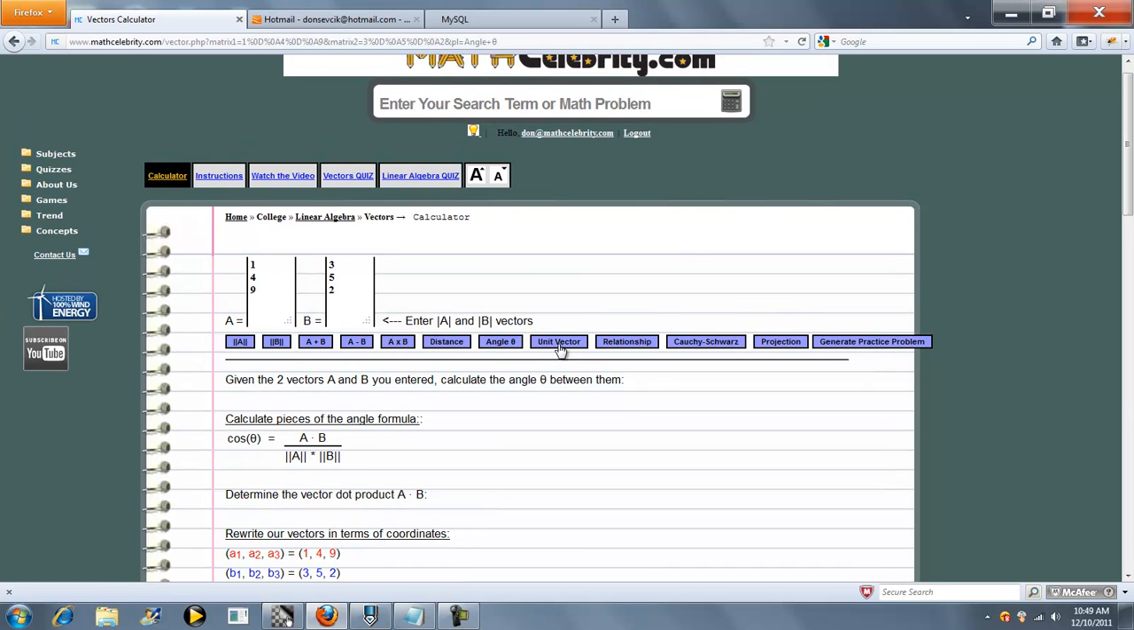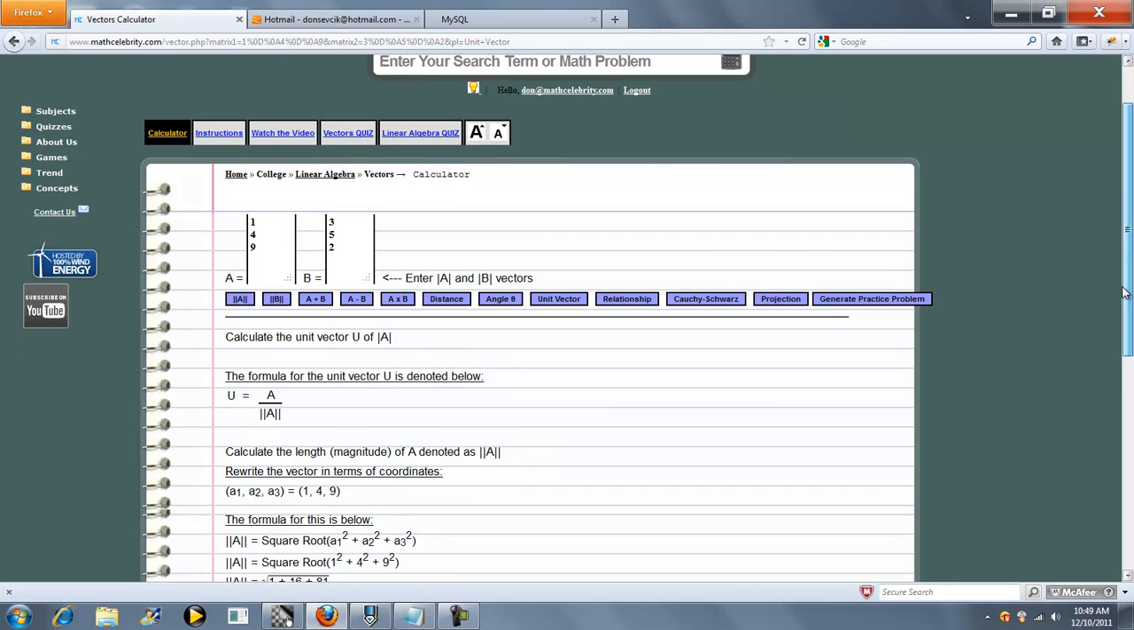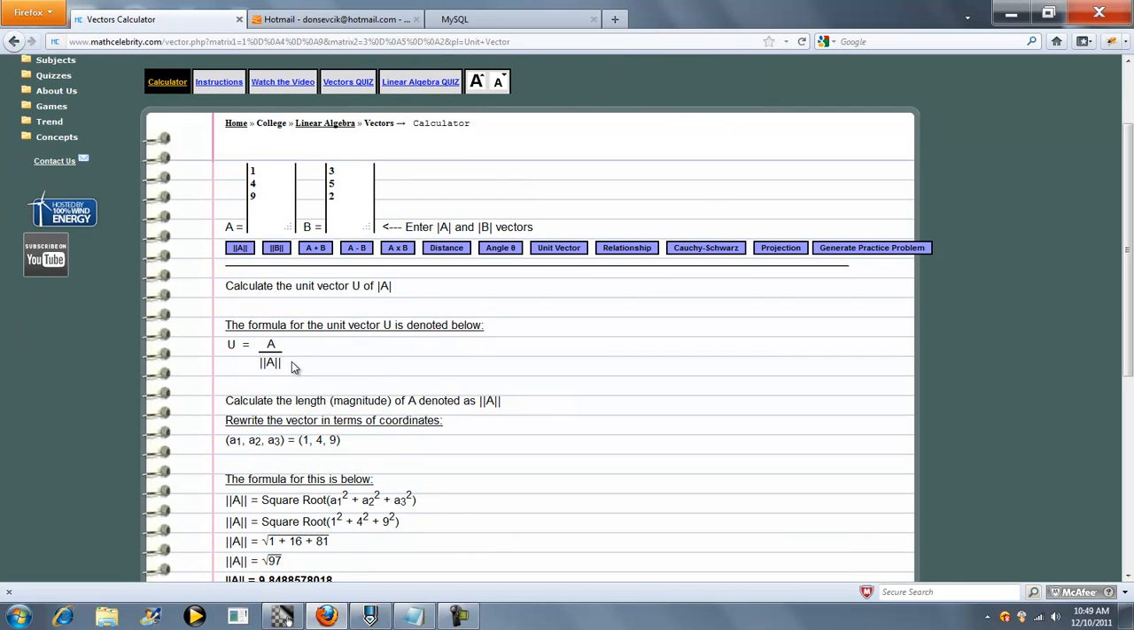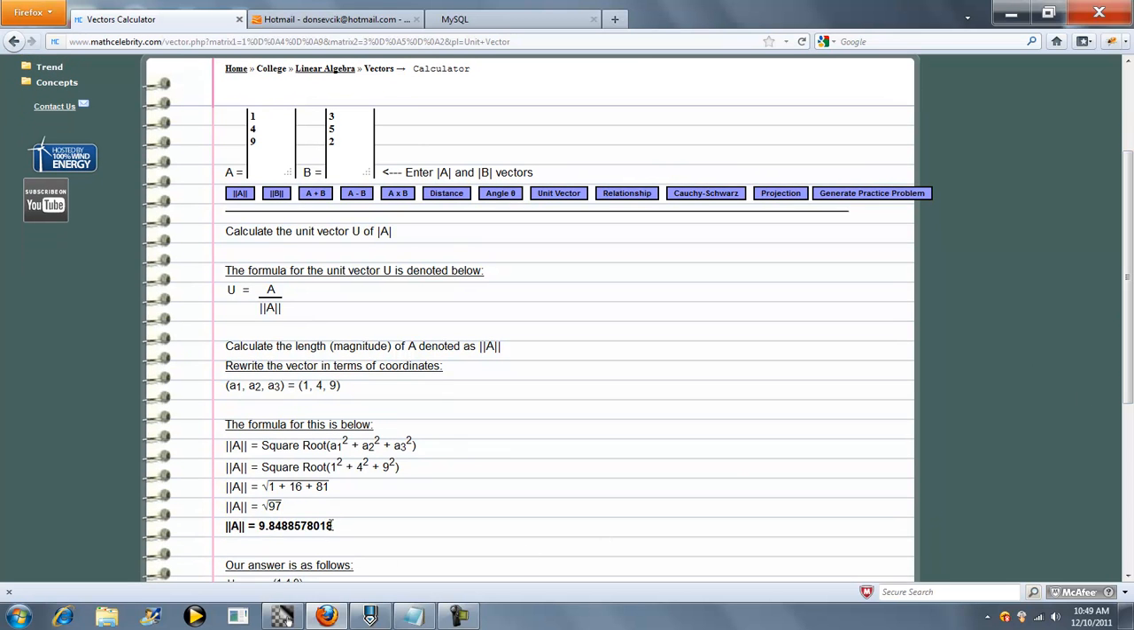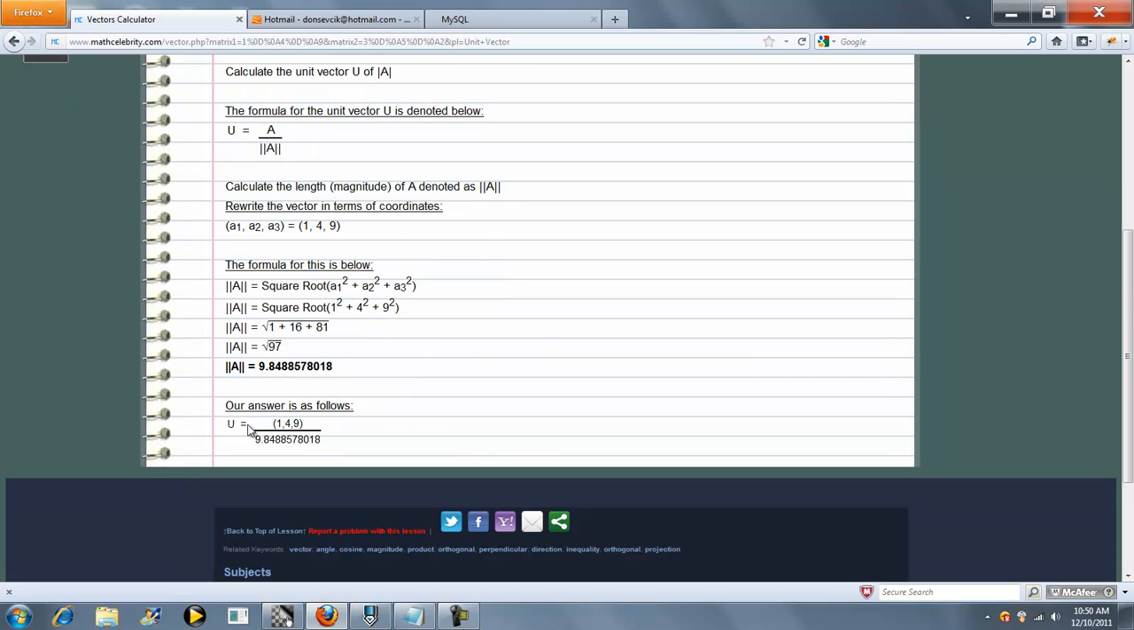Try the unit vector next. The unit vector is just your vector divided by the magnitude of that vector. So again, we've calculated this magnitude a few times now on this calculator. And then what we do is we set up the vector divided by the magnitude.